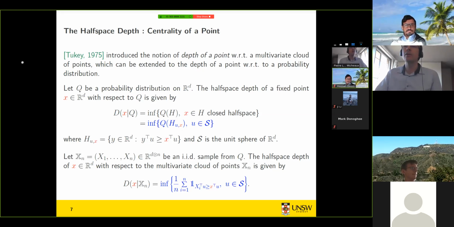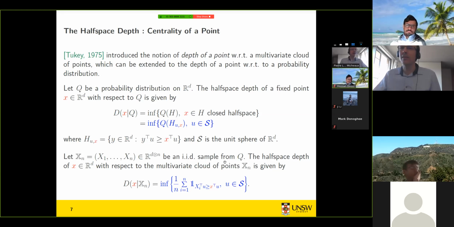You can see here in the first formula that if we are interested in computing the depth of this point x in red with respect to a probability distribution Q, then we just have to compute the infimum of Q(H). So we compute the probability of H, where H is a closed half space that contains our point x. This is the infimum of all the Q(H). And in fact, we can rewrite this formula by considering all the half spaces H_{u,x}. These are the closed half spaces whose frontier contains x and whose frontier is orthogonal to a vector u, which is on the unit sphere.